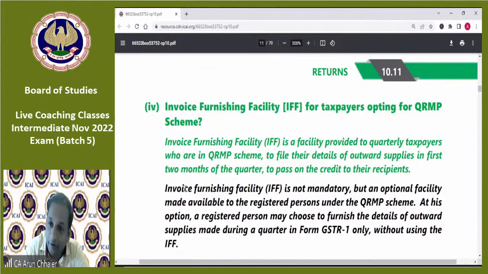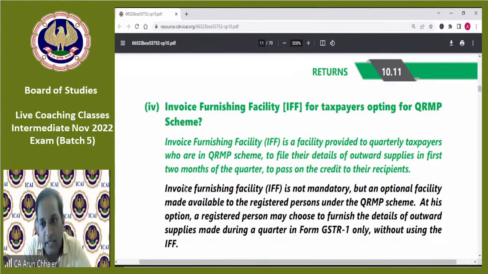For month 1 and month 2, there are two additional requirements. First is details of the B2B outward supplies. Now I'm adding the word B2B outward supplies. Can anybody tell me what is the meaning of B2B?